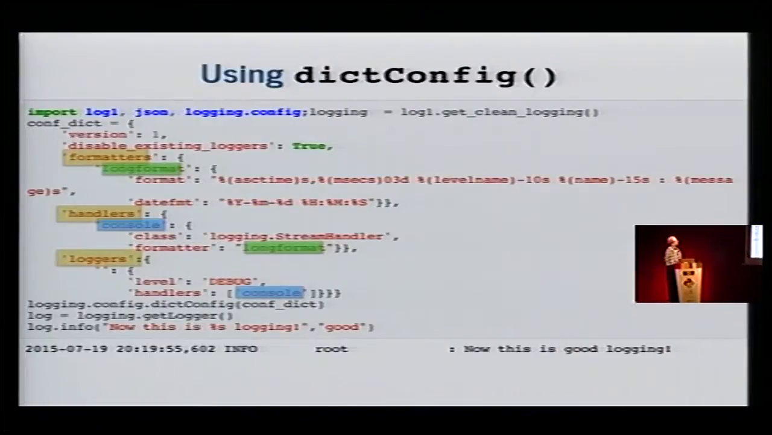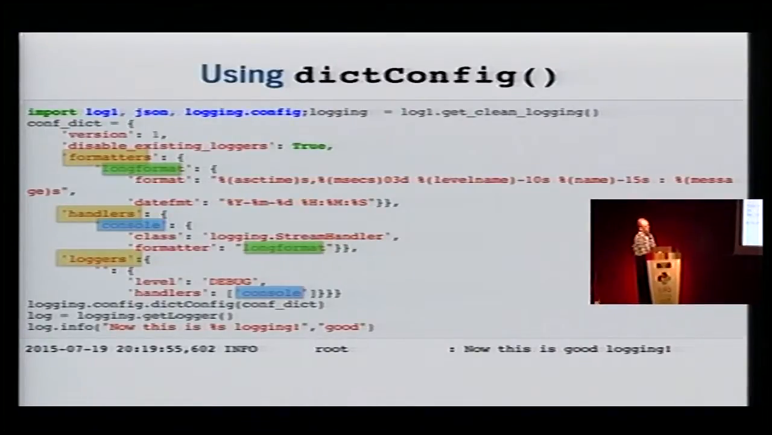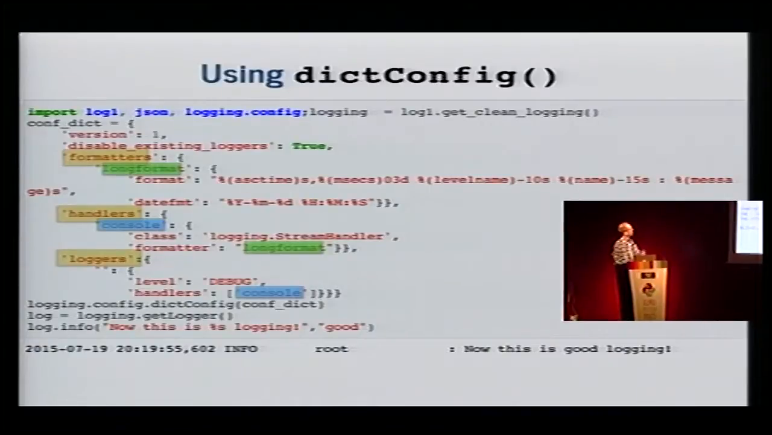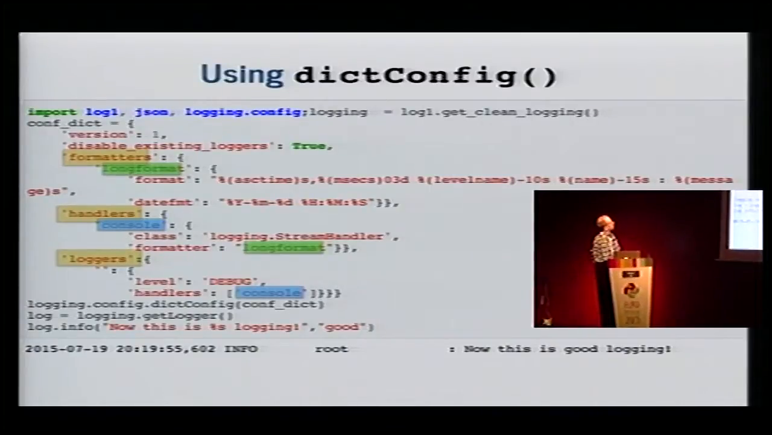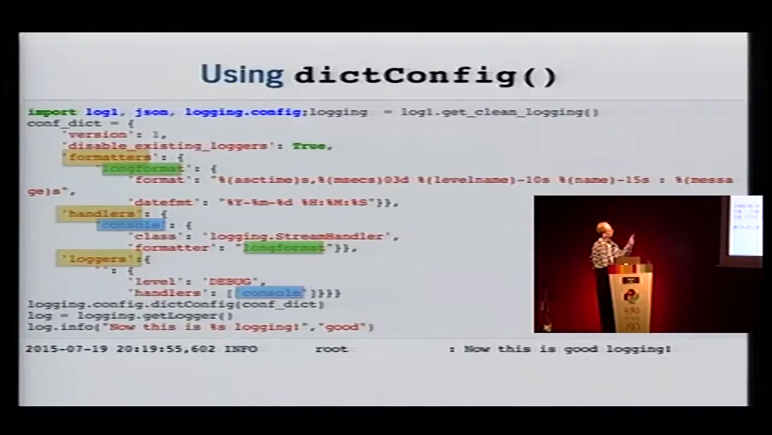So what you should take away is that the yellow parts are just the different objects that we have seen previously. So we have a logger down there, the handler, and a formatter, all of which reference each other. The logger knows that it has one handler named console, and the handler knows that it has one formatter named longformat. And all the other parameters are set in there.